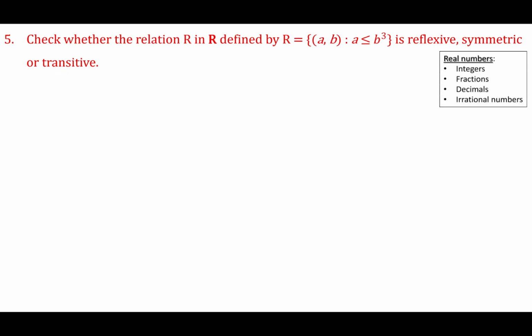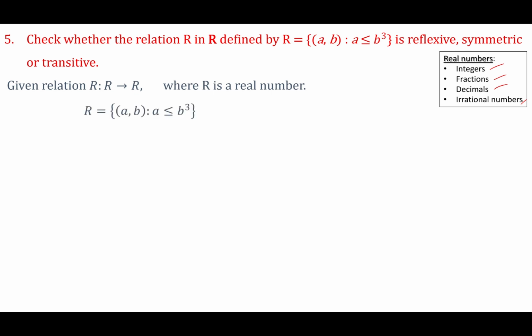Now first of all, R stands for real numbers, so it could be an integer, fraction, decimal or any irrational number, a number which is represented on the number line. And here the relation R is defined on R. So the relation is (A, B) such that A is less than or equal to B cubed.